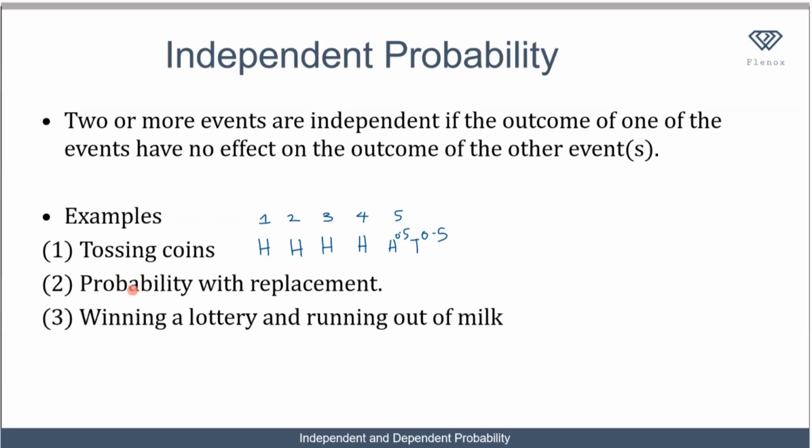Take a look at replacement, probability with replacement. I'm going to illustrate this point with the use of examples. And finally, imagine winning a lottery ticket and running out of milk. You can see that there is no correlation between winning a lottery and running out of milk. Since there is no link between them, we say that these events are independent events.